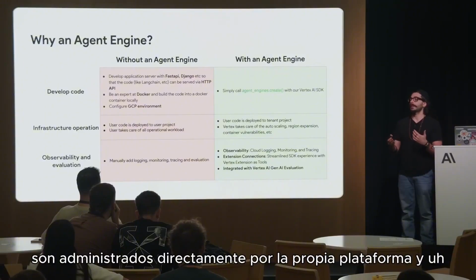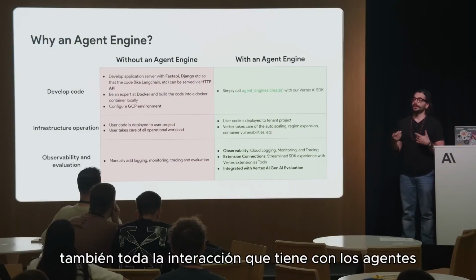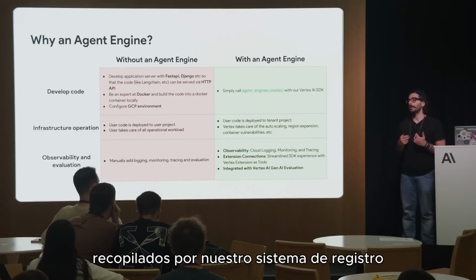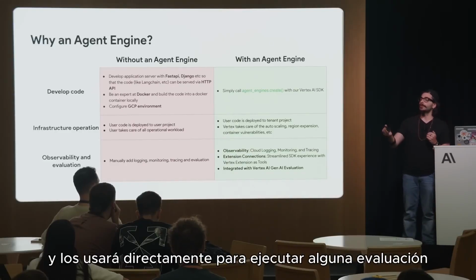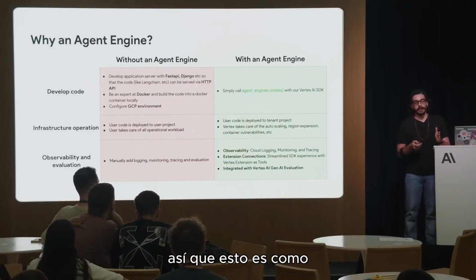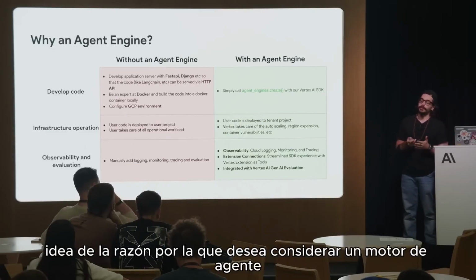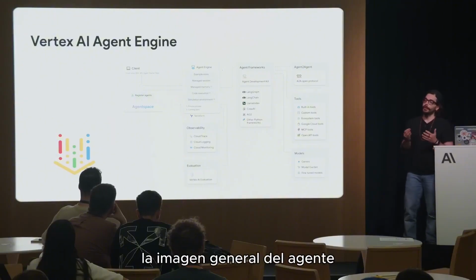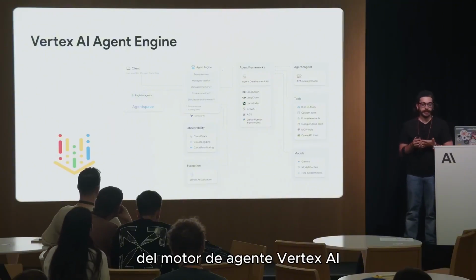They are directly managed by the platform itself. And also, all the interactions that you have with the agents are going to be automatically collected by our logging system, and you will directly use them to run some evaluation so that you can keep improving your agent over a long time. So this gives you an idea of the reason why you want to consider an agent engine, and this gives you the overall picture of Vertex AI Agent Engine.